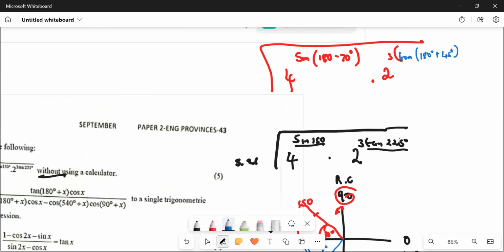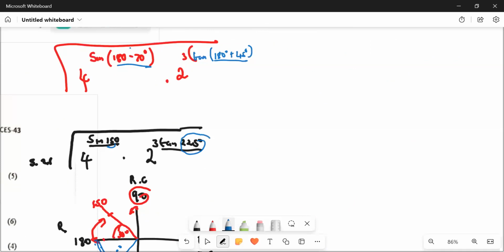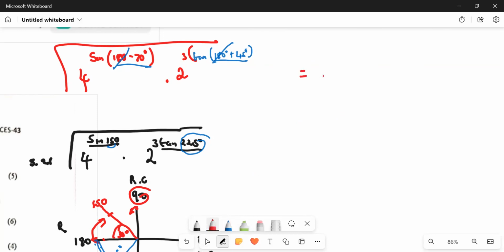So what have I done? Look at this. This is 225, and this is also 225, written with a reducing angle. This is 150 with a reducing angle. That's what we need to do. After that, we reduce this thing here. When we reduce 180, it disappears. If it disappears, what am I going to be remaining with? I am going to be remaining with 4 times the sine of 30.